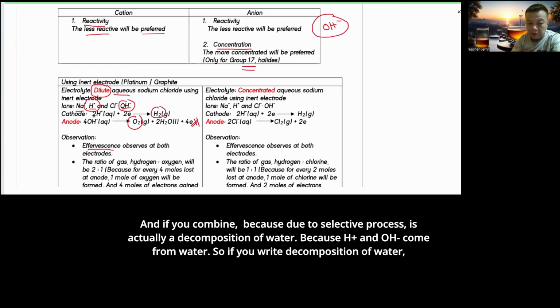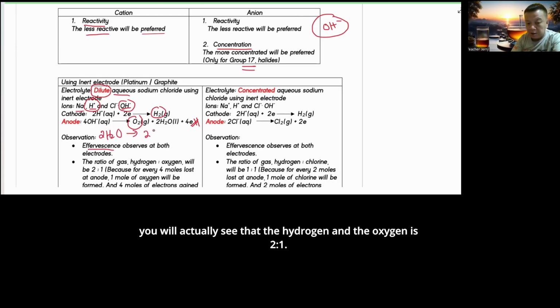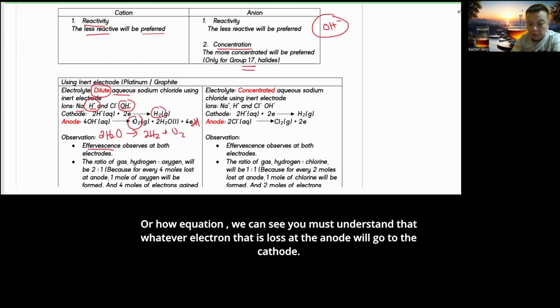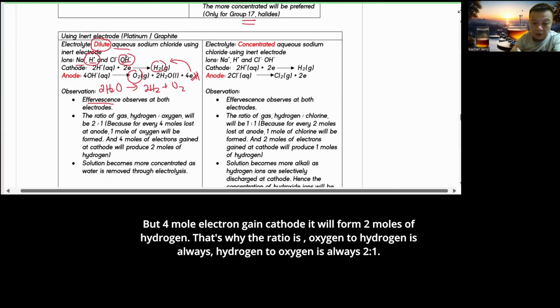So we can see effervescence because we see oxygen gas and hydrogen gas. If you combine, due to the selective process, it's actually a decomposition of water, because H plus and OH minus come from water. So if you write the decomposition of water, you will see that hydrogen to oxygen is 2:1. From the half equation, you must understand that whatever electrons are lost at the anode will go to the cathode. So if 4 moles of electrons are lost, you only form one mole of oxygen. But 4 moles of electrons gained at the cathode form 2 moles of hydrogen. That's why the ratio of hydrogen to oxygen is always 2:1.